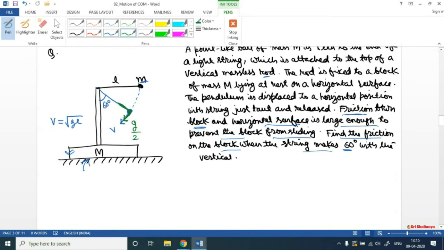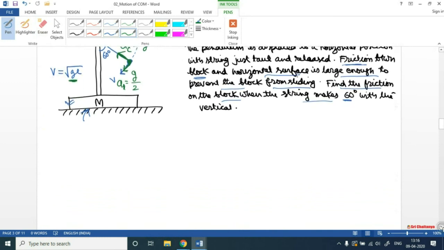And this is circular motion, that is why we are able to do it so easily. So tangential acceleration is g sine theta, that is g by 2, and the centripetal acceleration would be nothing but v square by L. When we use this value of v, the centripetal acceleration over here would be simply g. This is tangential acceleration, and this is centripetal acceleration.